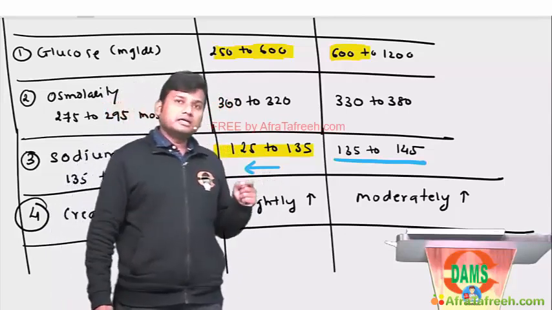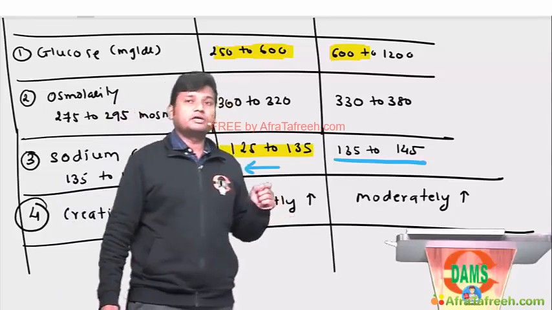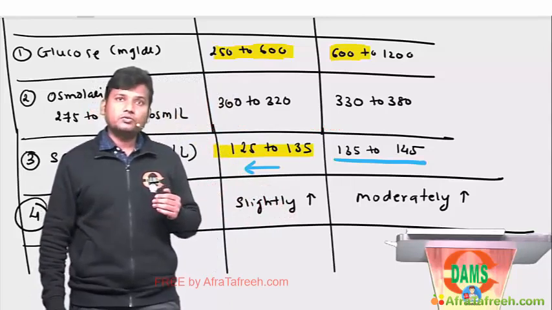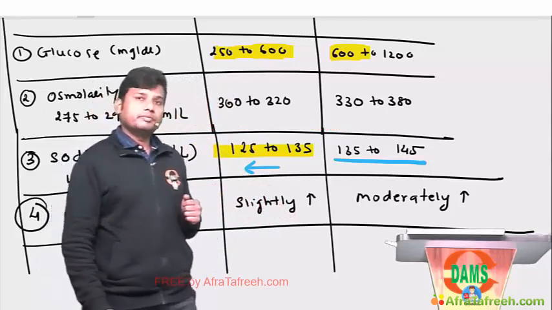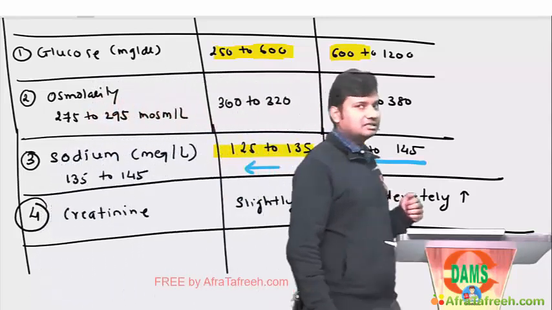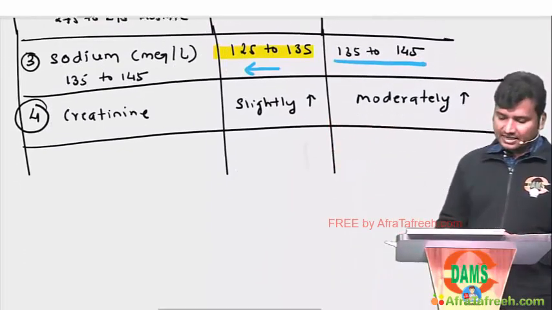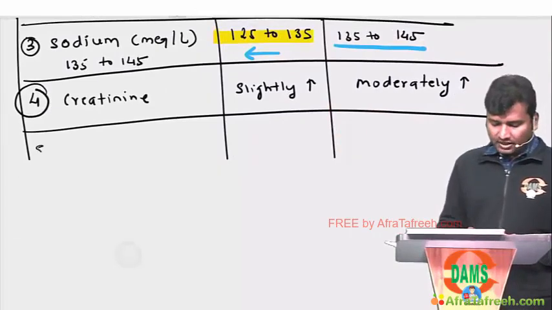In DKA, dehydration is present, but the duration of dehydration is less as compared to HHS because the patient is coming to us in an early stage. So creatinine will increase in both, but slightly in DKA and moderately in HHS.